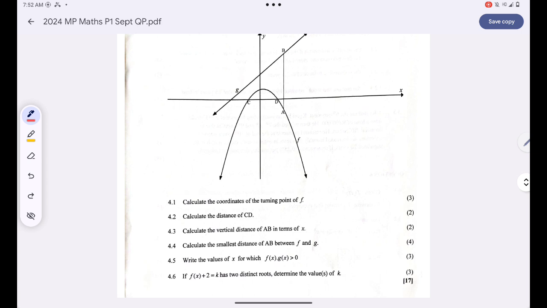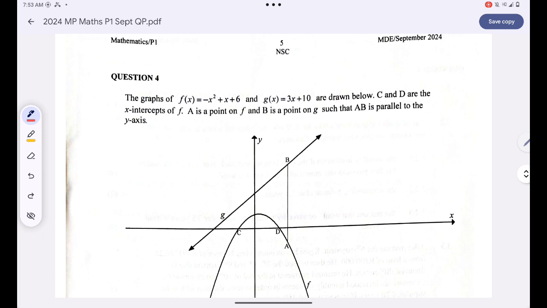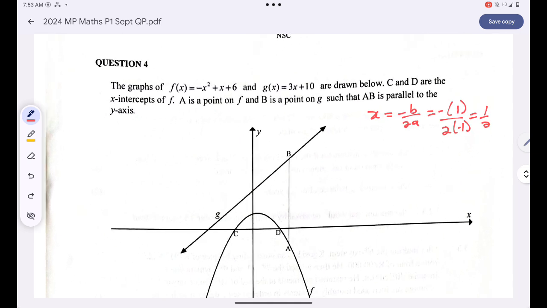First question, I'm supposed to calculate the coordinates of the turning point. The first thing I need to do, guys, is to find the x value at the turning point by simply saying x is equal to negative b over 2a. Negative b is just the coefficient of x, and then a is the coefficient of x squared. This will just give me a positive half. And then for me to find the corresponding y value, I just need to substitute half into my original equation, and then I'll find the corresponding y value, guys.